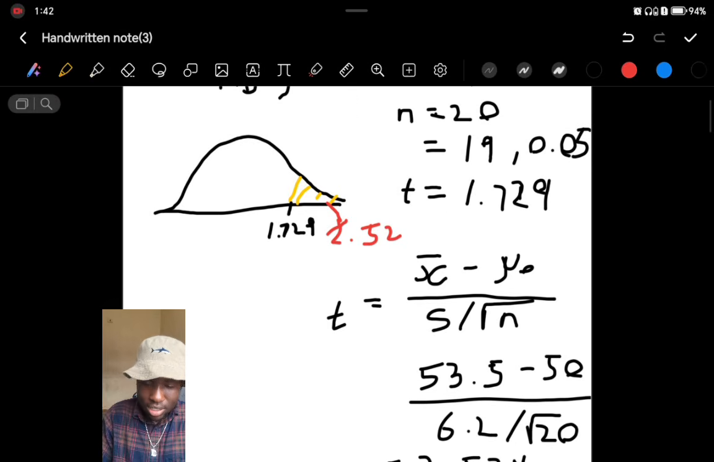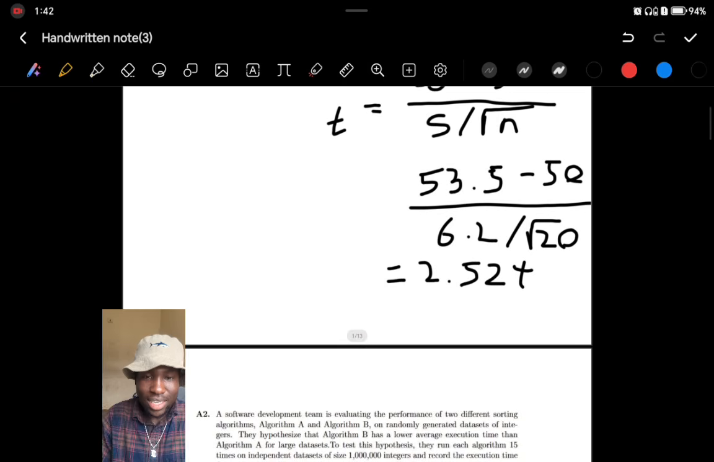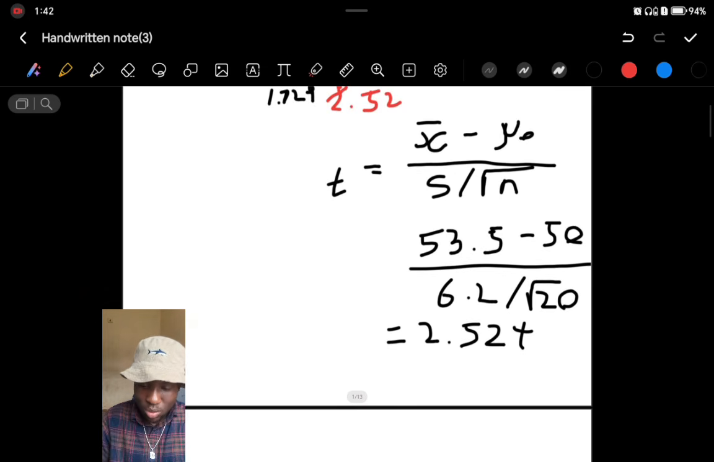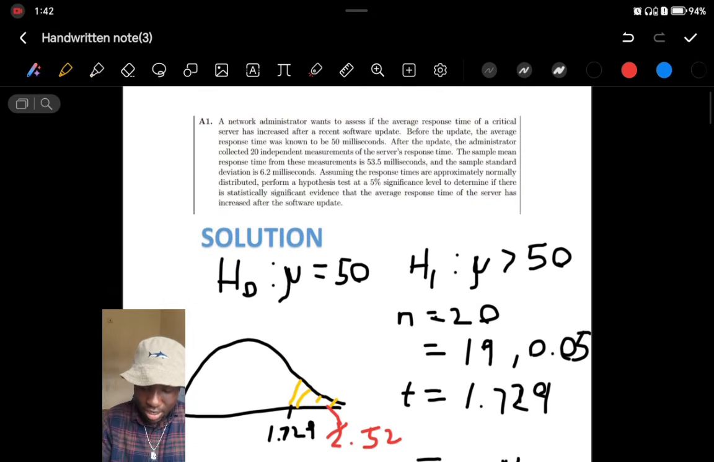So what is our decision? We reject H naught. At the 5% significance level, there is enough evidence to reject H naught. That means the average response time has increased.